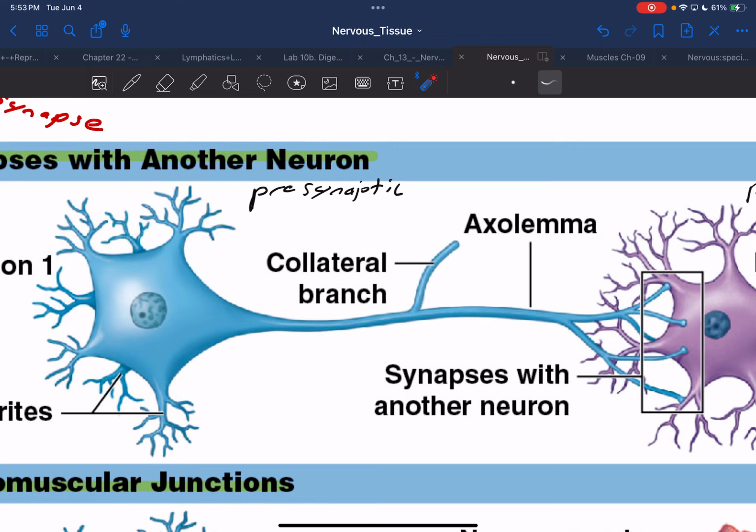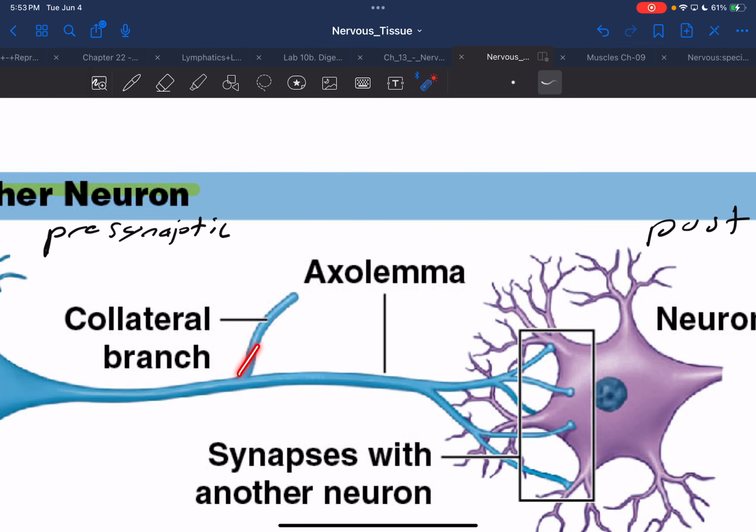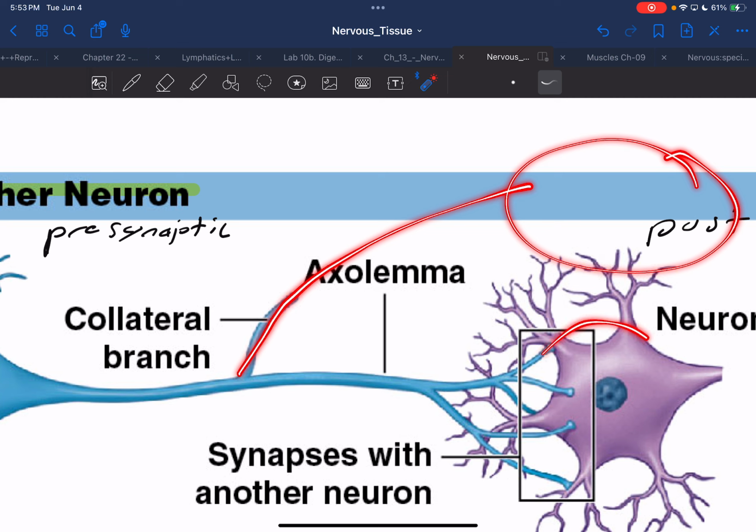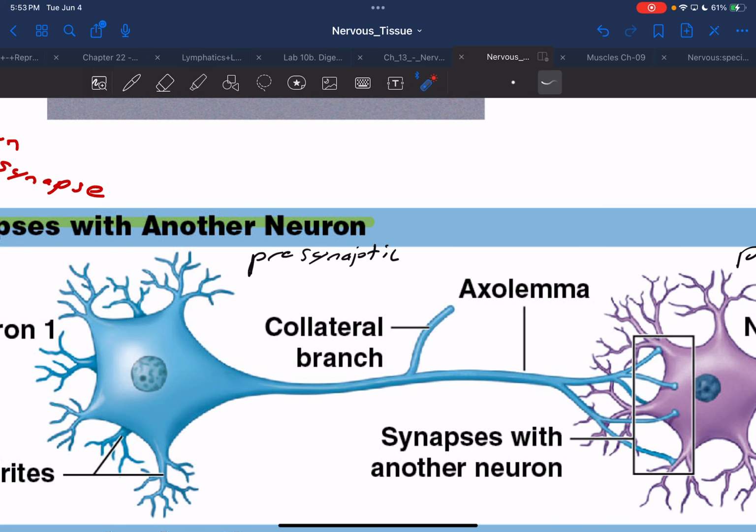The last thing to add is that these axons can have a branch that extends off of them. We call that a collateral branch because they can be dynamic. They can hook up to another one of these neurons down here to its dendrite side. And so they have very extensive branching. And so when you see a branch off of the axon, collateral branch.